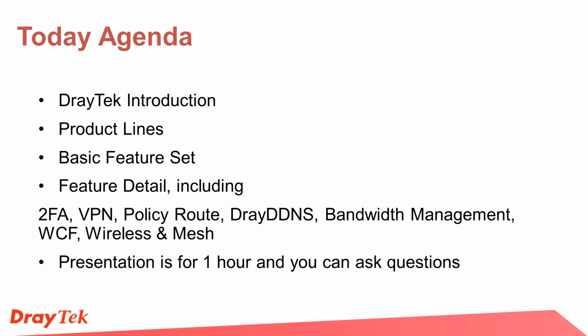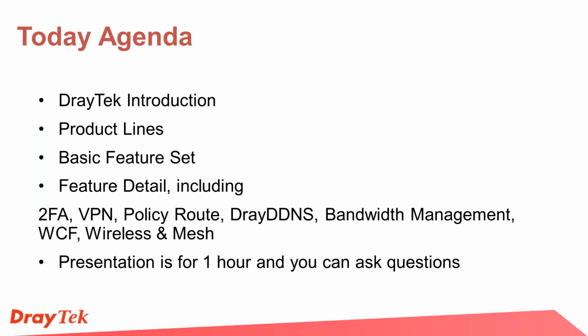key functionalities of DrayTek routers. And in those few slides, I'll be covering 2-factor authentication. I'll cover VPN, because one of the key features of DrayTek is that VPN is built in. There's no subscription or anything like that. The product comes with VPN capabilities, so we'll cover that. Another great feature is policy route, and this is a very powerful feature that many DrayTek customers make use of, and it gives them a good deal of flexibility in managing their outbound traffic.